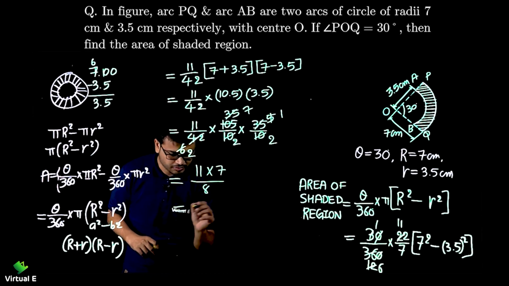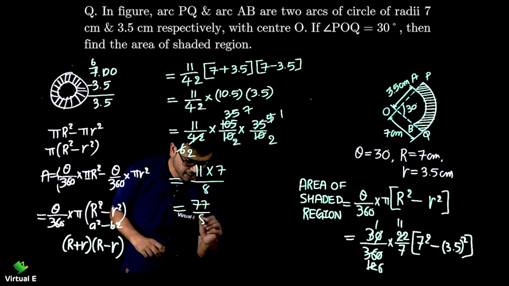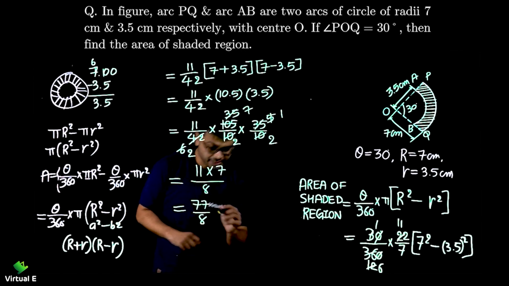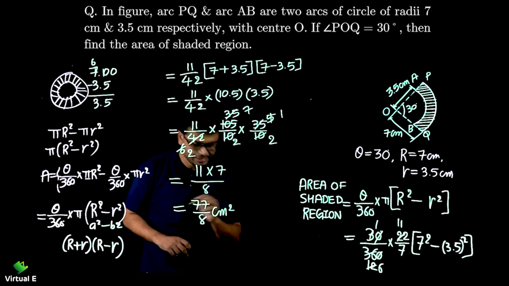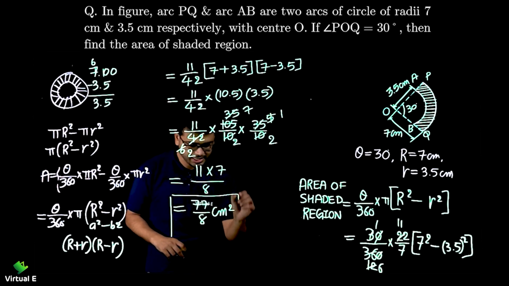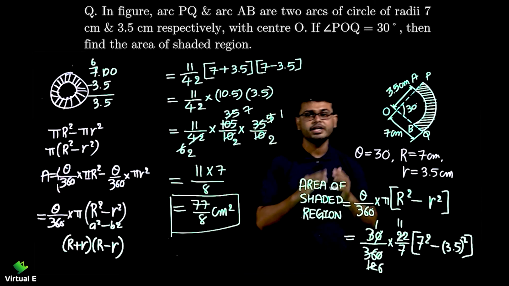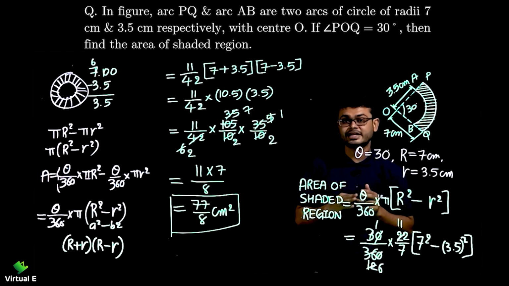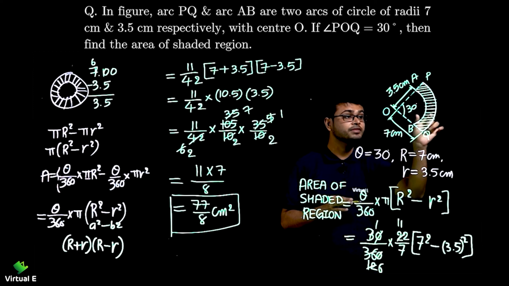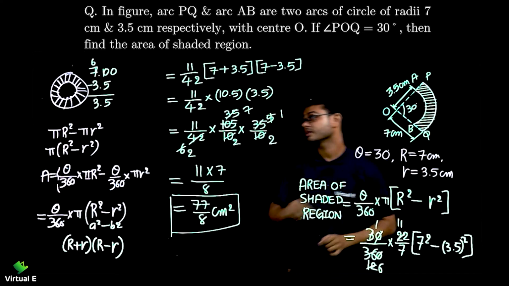Here 11 and 7, so 11 multiplied by 7, 2 2 2, that is 8. Let's write. So 77 by 8, what's that? It is centimeters square. That's my answer. That's the area of the shaded region. Remember, the question is very simple, but we need to think because we have two different sectors and we need to find the area of that particular area which is shaded.